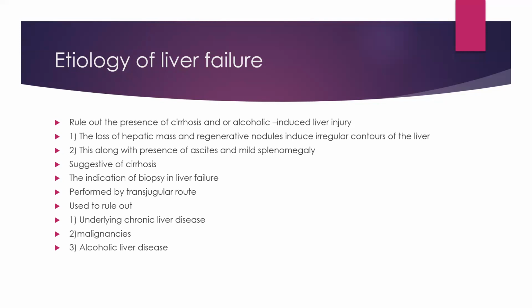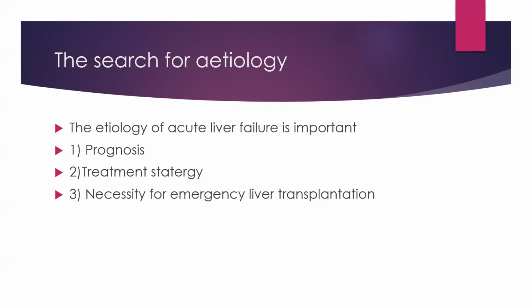And a biopsy in liver failure can also help in knowing the cause of chronic liver failure, which is performed by the transjugular route. It should be done to rule out underlying chronic liver disease, malignancies, and alcoholic liver disease. Now, the etiology of acute liver failure is very important for prognostication, to decide treatment strategy, and for the necessity of emergency liver transplantation.